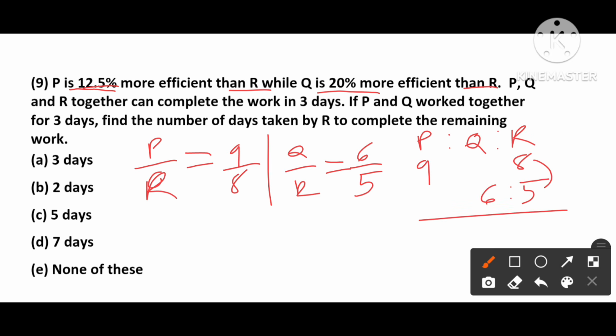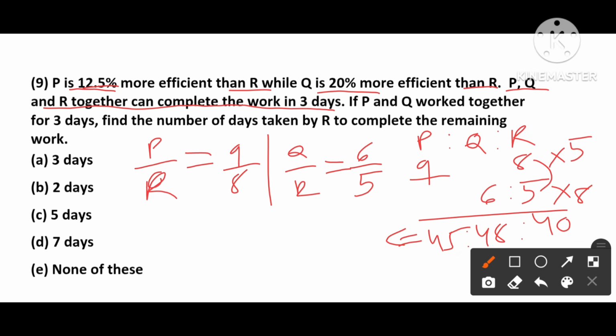To make these two equal, we need to multiply this with 5, this with 8. So 8 times 5 will be 40, 6 times 8 is 48, and 9 times 5 will be 45. So these are the efficiency ratios of PQR. Now the question says that PQR together can complete the work in 3 days. So the total efficiency will be 45 plus 48 plus 40, which will be 133.